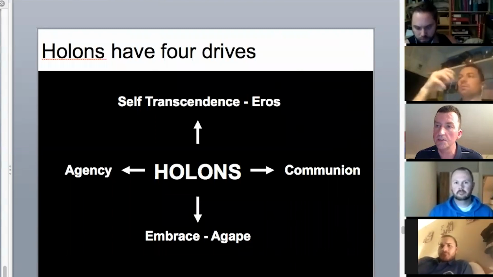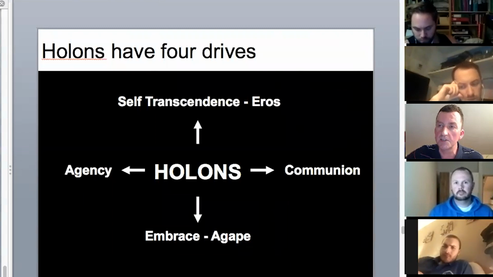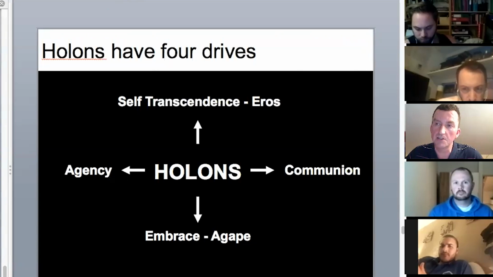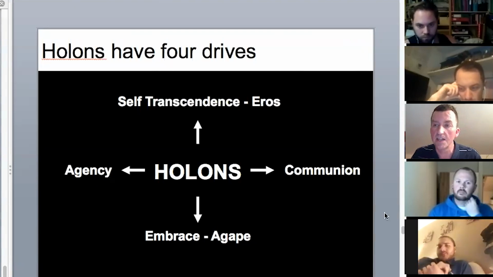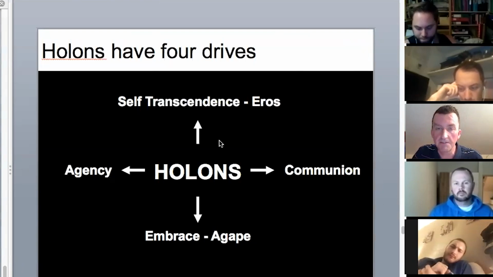Communion is to commune and maintain good relationships with the other things around it at its same level. And it also has this drive for embrace, or agape, where it needs to embrace the previous holons that make up itself, because if it gets one of those wrong, it actually destroys itself. So these are fundamental levels, and you can see the different levels have different characteristics of these drives.